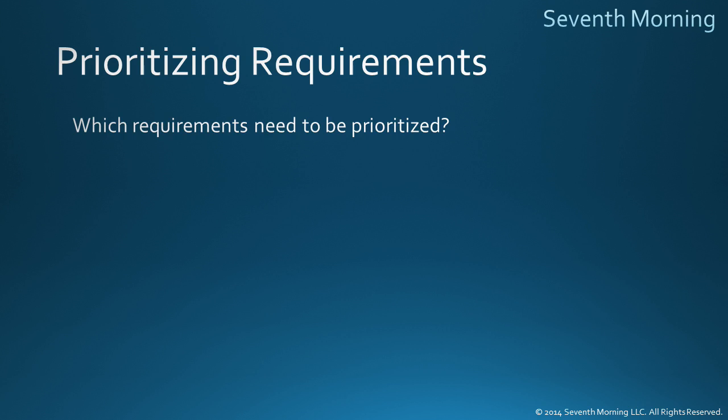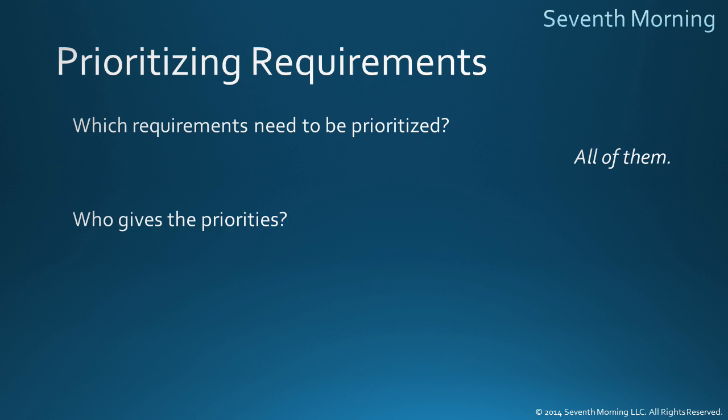First, a question. Which requirements need to be prioritized? Is it just the business requirements, the user requirements, the functional requirements, the non-functional requirements? The answer is all of them. All requirements need to be prioritized. End of the story. That was easy.